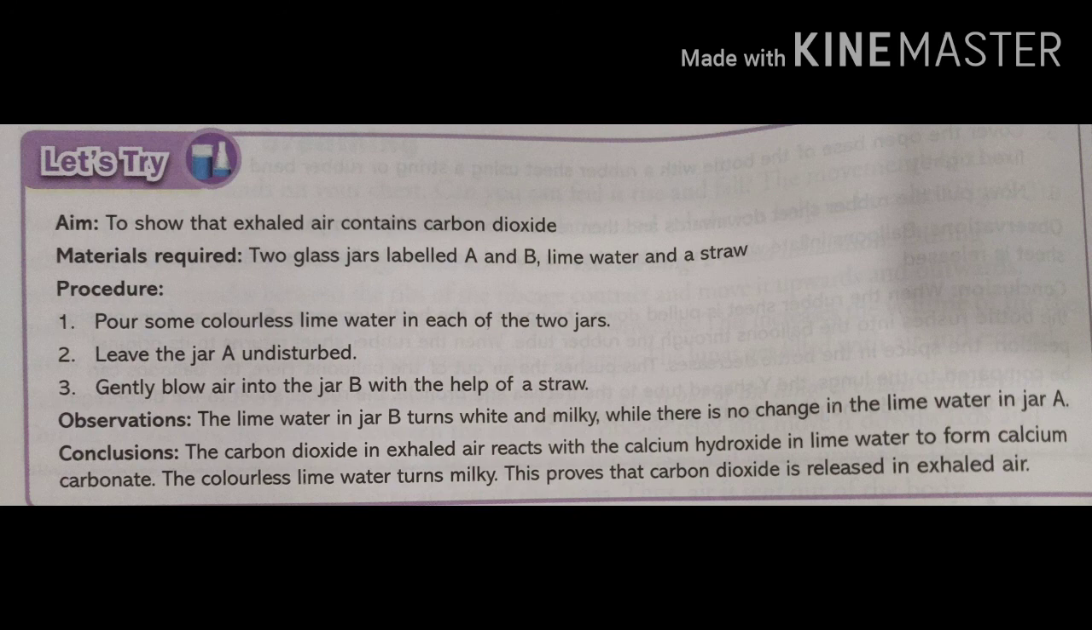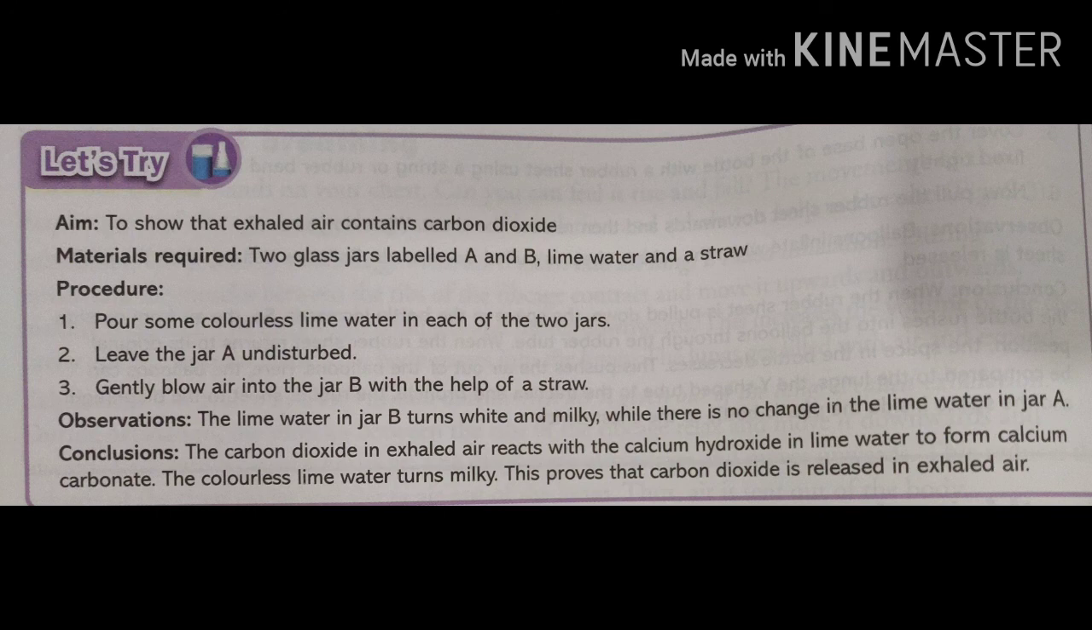So what is the procedure? Pour some colorless lime water in each of the 2 jars. We will make a liquid by mixing it with water. Then leave jars A and B. We will leave A undisturbed and gently blow air into jar B with the help of a straw.